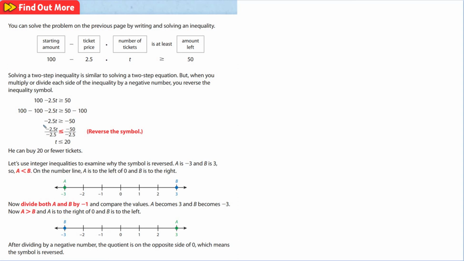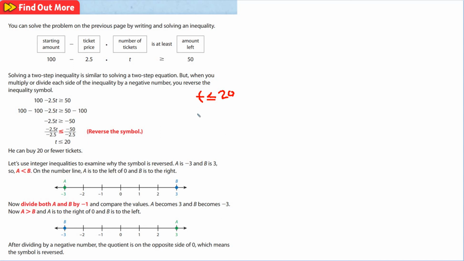Since you are dividing by a negative number, whenever you divide or multiply by a negative number, this inequality has to reverse. Okay, you have to reverse the inequality. Negative divided by negative is positive. 2.5 divided by 2.5, you're left with t. Again, whatever you do to the left side of the inequality, you have to do to the right side. Negative divided by negative is positive. 50 divided by 2.5 is 20. Okay, so that's why the answer is t has to be less than or equal to 20.